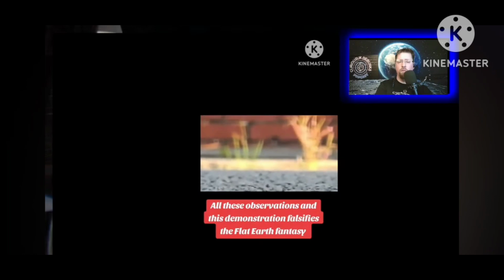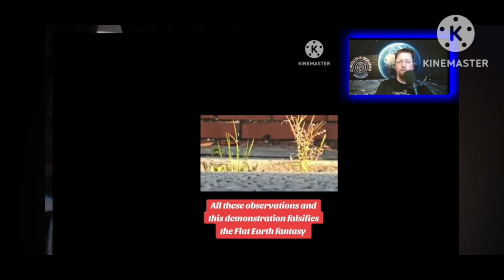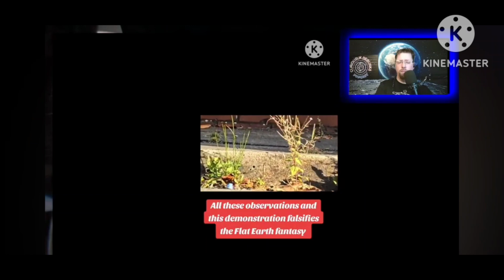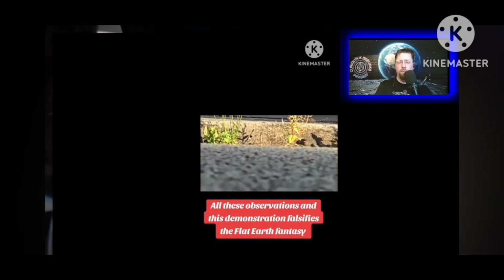But remember, lasers are subject to refraction as well, and they diverge as well. Right? Observations, same stuff. Lower altitude observations are completely able to predict the curvature of the Earth.